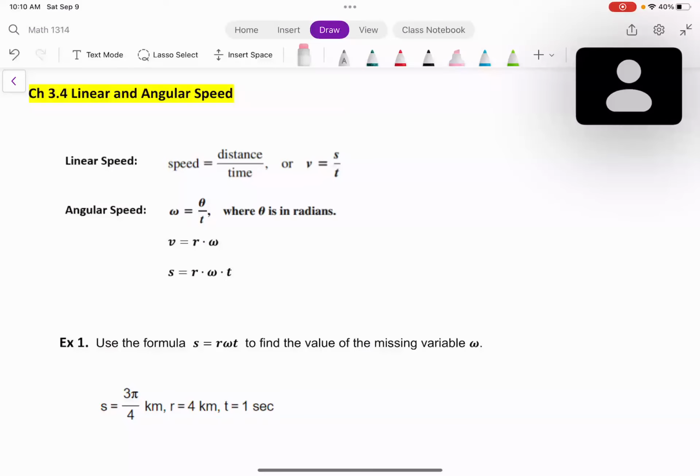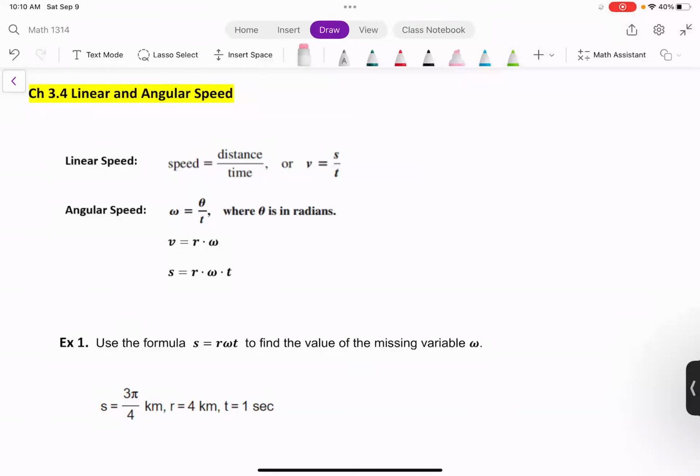In this video, we are learning 3.4 linear and angular speed. The linear speed equals distance divided by time. So v equals s over t, the ratio between the distance s and the time t.